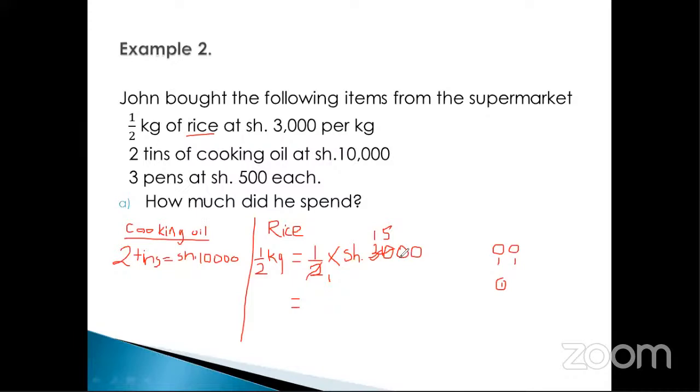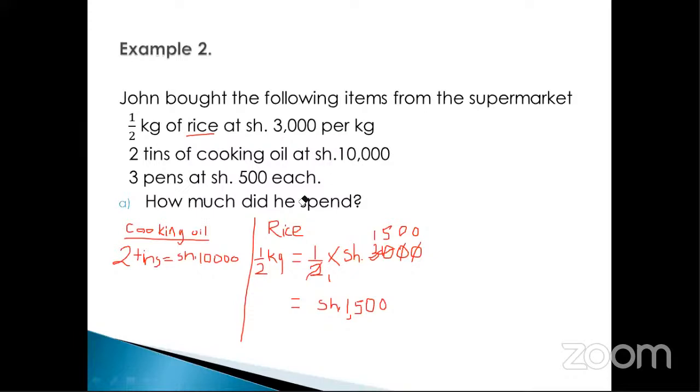So it means that we have remained here with 0. We divide it by 2, we put 0 up. Then also 0, we divide it by 2, we put 0 up. So our half kilogram is 1,500 shillings. Now we have got the cost of rice, which we are going to buy.